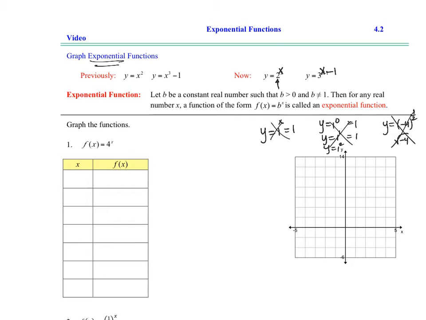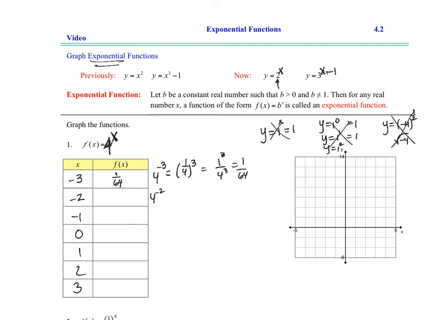So let's look at this example. Our function is 4 to the x power. It's exponential because our base is a positive number that's not 1. Let's plug in some numbers here. I'm going to put some x values in: -3, -2, -1, 0, 1, 2, and 3. If I have 4 to the -3 power, that means the reciprocal, so 1/4 to the +3 power, which is 1 cubed, which is just 1, and 4 cubed, which is 64. So the output there is 1/64.